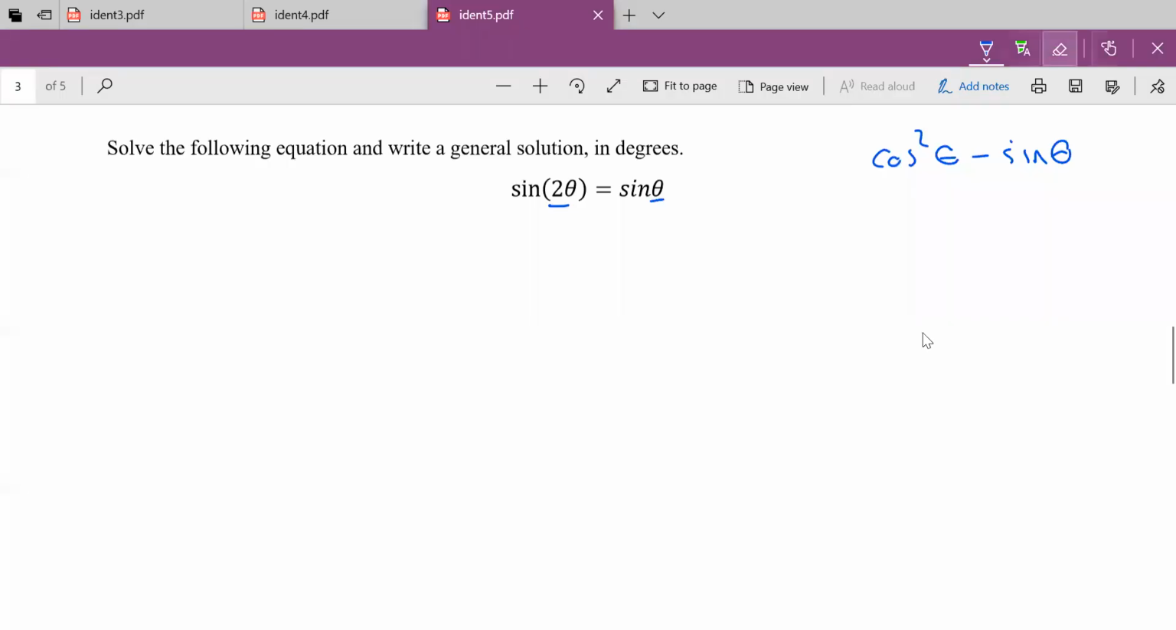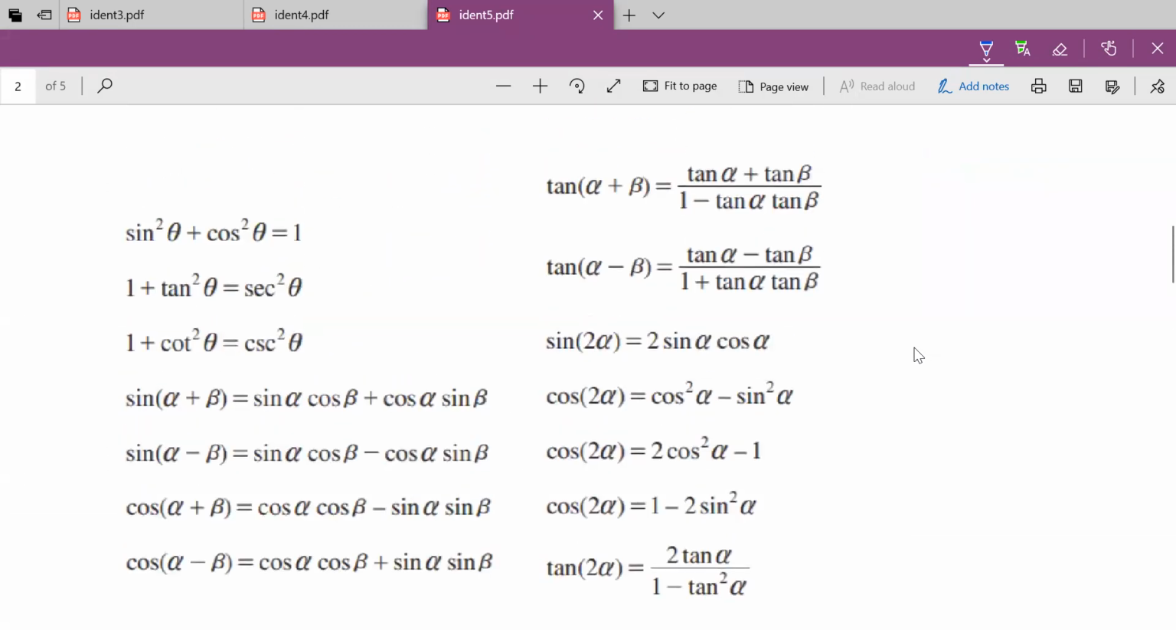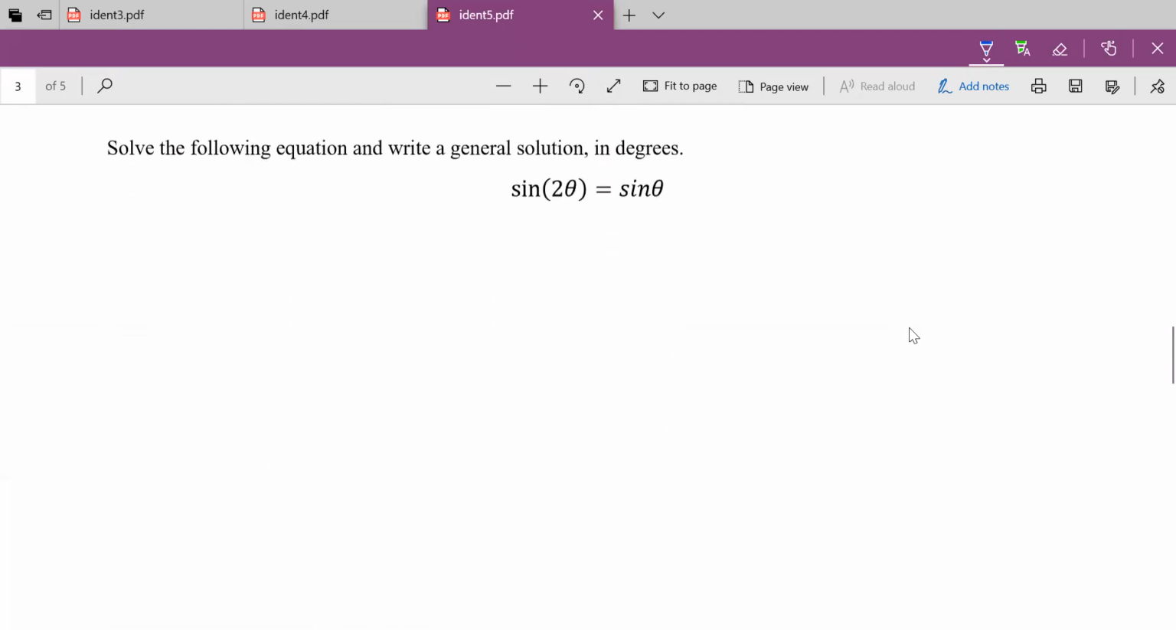Okay, so let's do that. So I see this double angle and I say, okay, I don't know how to solve angles that are double. Well, let's get rid of it. Let's go look. Sine 2 theta. Hey, that's on my formula sheet. Sine 2 alpha is how they write it. Well, no big deal. It's the same idea. Let's go back. So sine 2 theta is 2 sine theta cos theta is equal to sine theta.